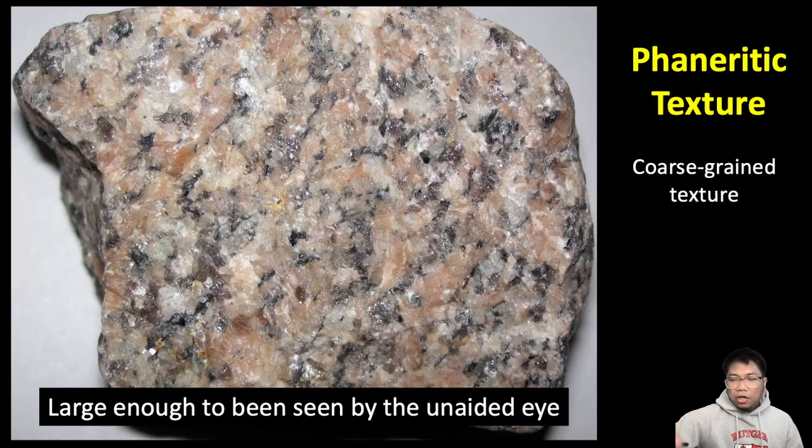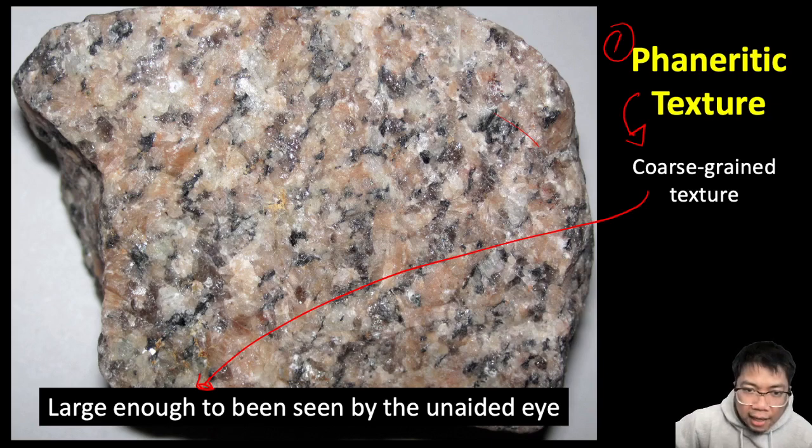So let's learn about the texture of igneous rocks first. And this is the first texture that I would like to introduce in this video, which is called the phaneritic texture. Phaneritic texture refers to coarse grained textures of igneous rocks. And what we mean by that is really these minerals that we see within these rocks are large enough to be seen by naked eyes.